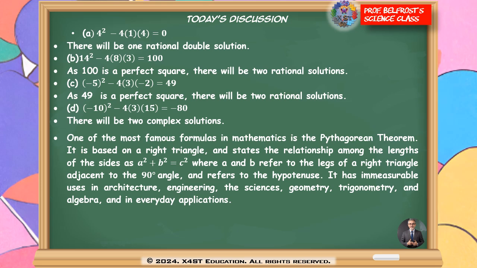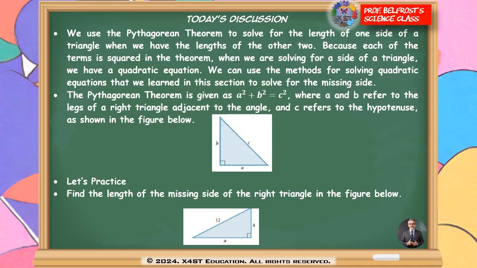Very good, well done. So one of the most famous and most used formulas in mathematics is the Pythagorean theorem, but actually it can be used also here because it's related to many applications. So here I want to remind you again that the Pythagorean theorem is given as a squared plus b squared equals c squared, as shown in the figure below.